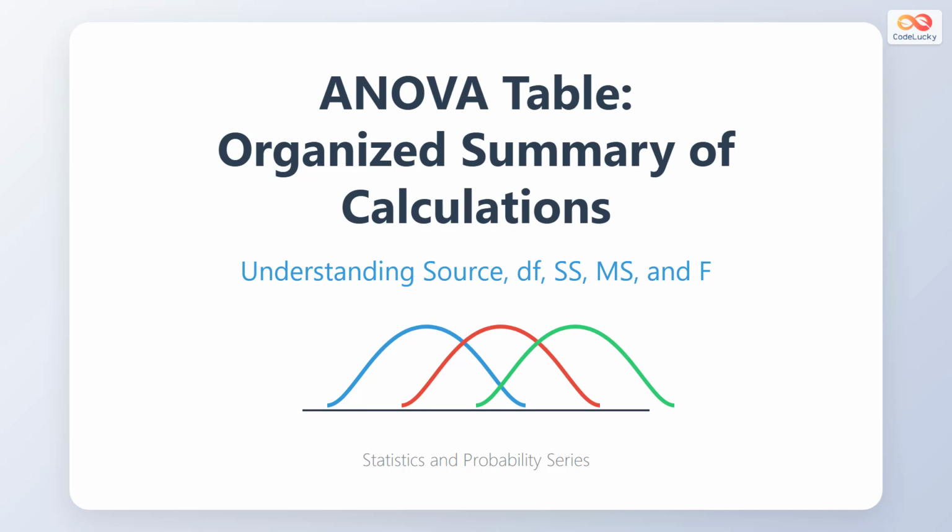Welcome to this guide on the analysis of variance, or ANOVA table. If you have ever felt overwhelmed by the calculations in statistics, specifically when comparing multiple groups, you are in the right place. Today, we are going to break down the ANOVA table step by step. We will understand what each column represents, from degrees of freedom to the sum of squares, and how they all work together to give us the final F-statistic.